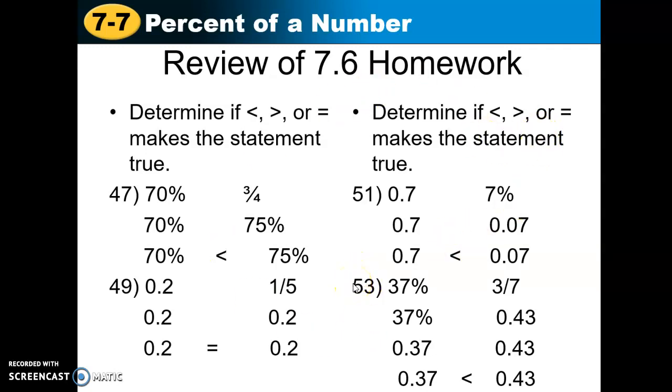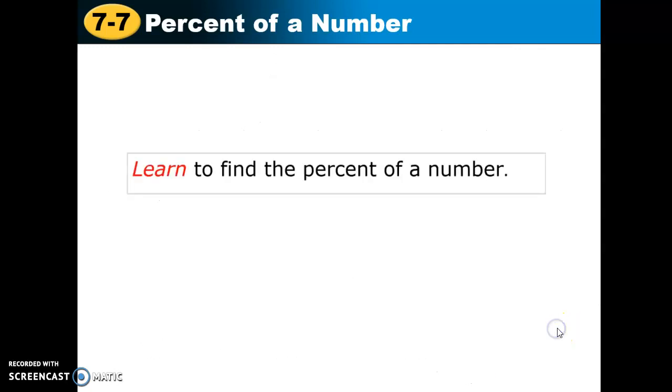So if you did not grab your homework, maybe pause the video, look at the screen. Remember, this is greater than, okay, and fix it. All right, now we can move on to 7.7, which is percent of a number.